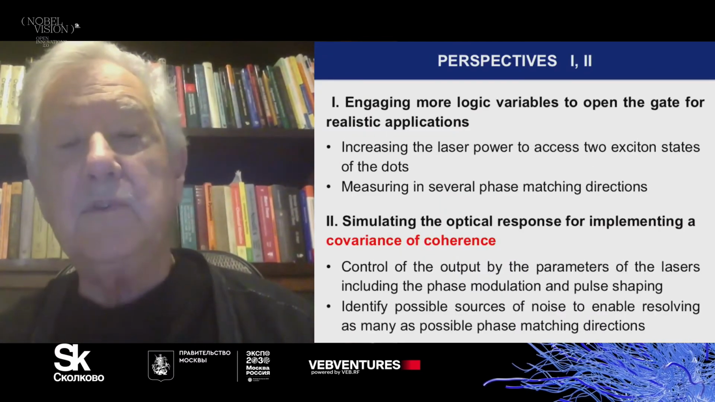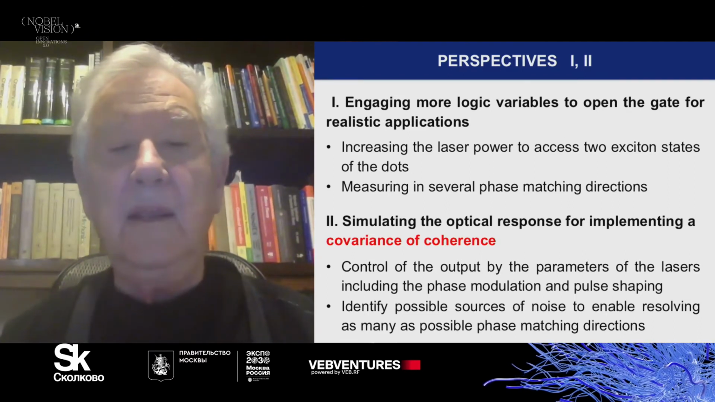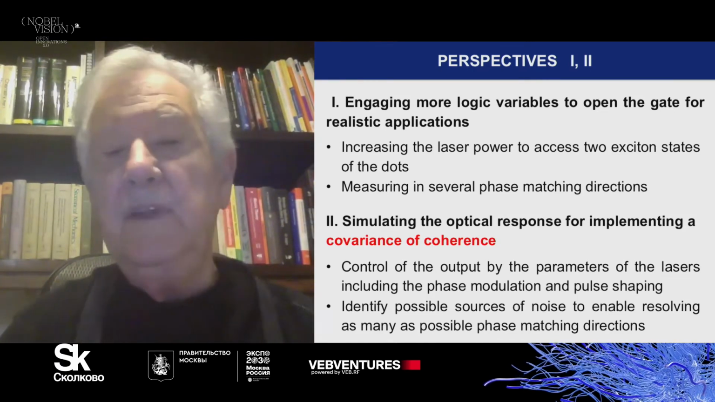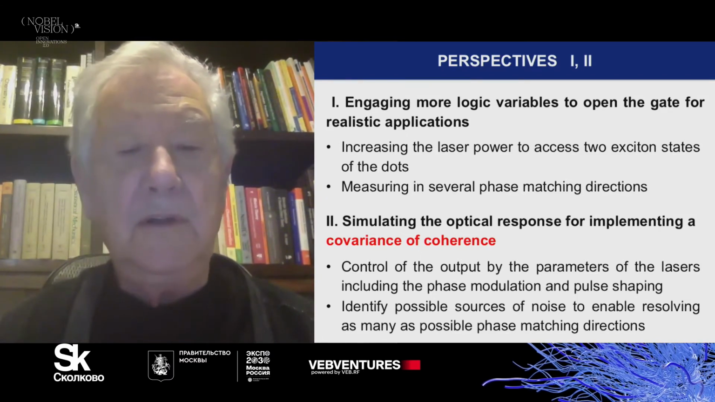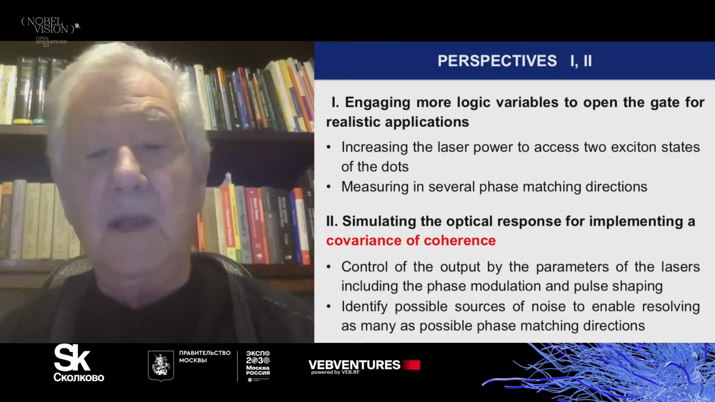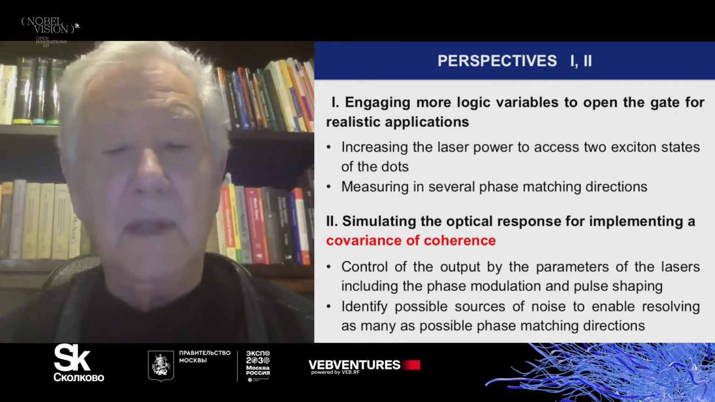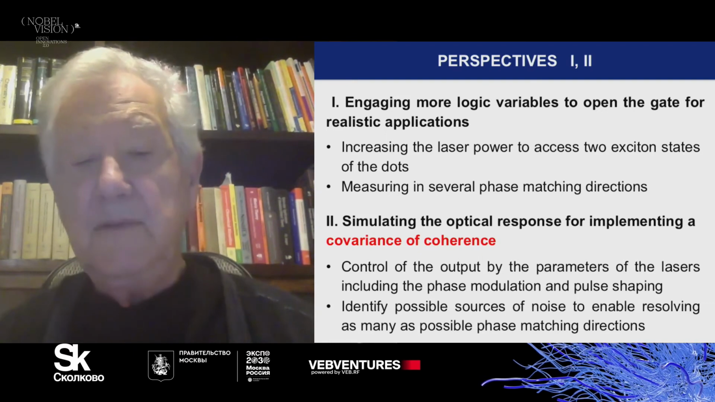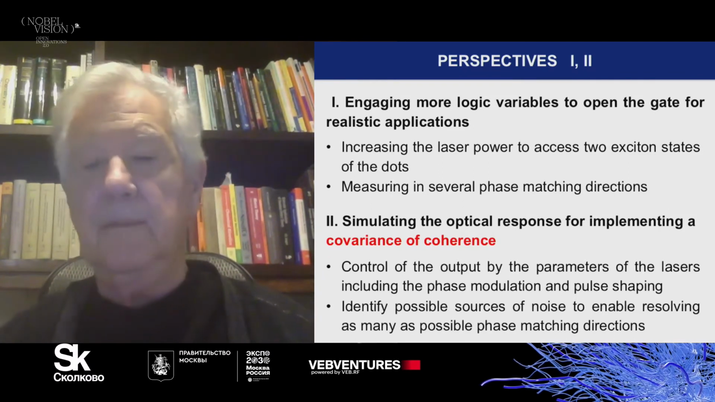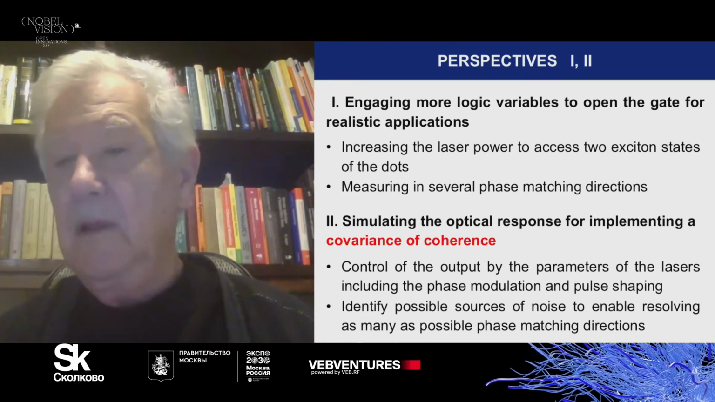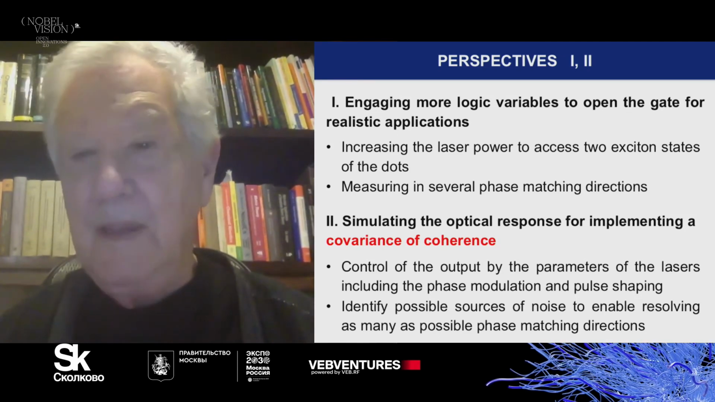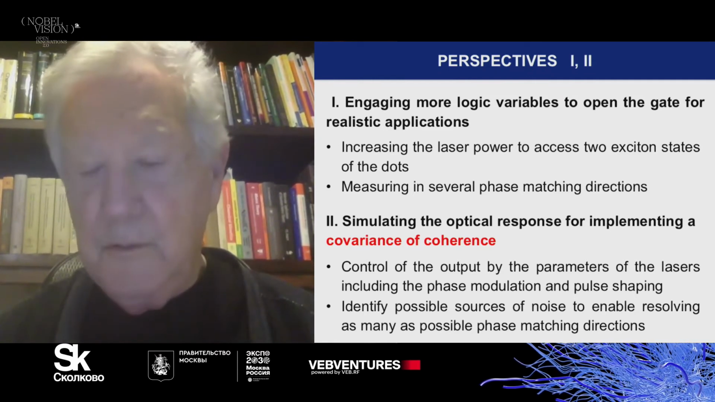Okay, what's the future for us? We want to engage more logic variables. We can do this by reaching higher excited states of the dots. Already, we know that's possible. And as I emphasize, we want to measure several phase matching directions simultaneously. Also, because of size fluctuations, there are fluctuations in the coherences. If we can measure the fluctuations in the coherences, we will have n to the power 4 logic variables and not n to the power 2, a very major increase yet to be done.